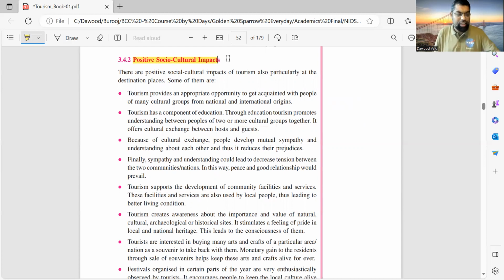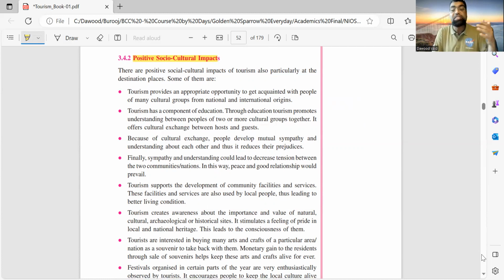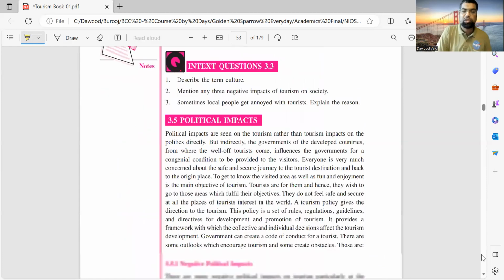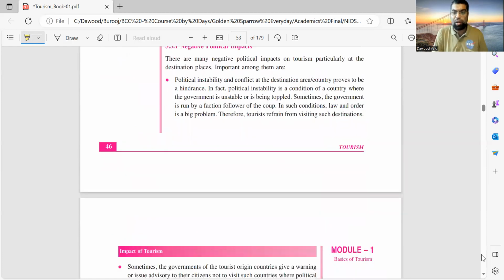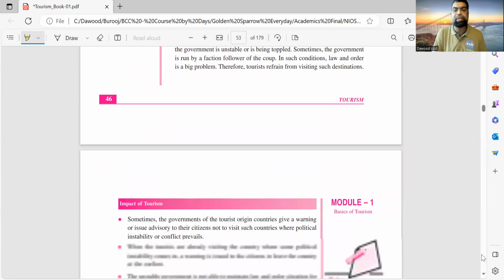So the political positive part is, when you go to a state which is very safe, law and order improves there. There is beautification. People want gardens, parks, bridges. There is stability and security. So this is the political part: political stability, and instability is the opposite.